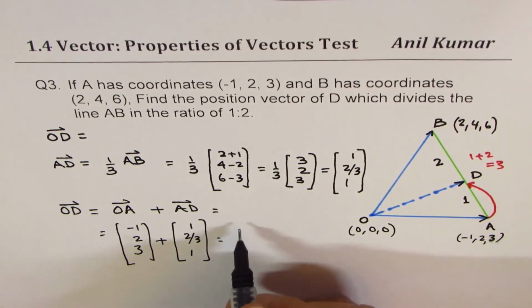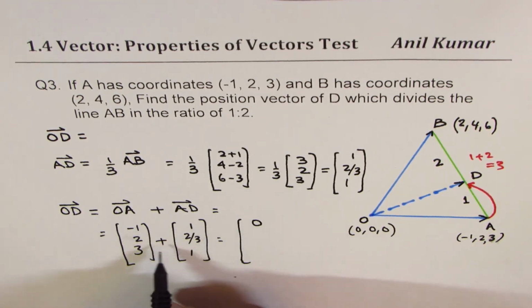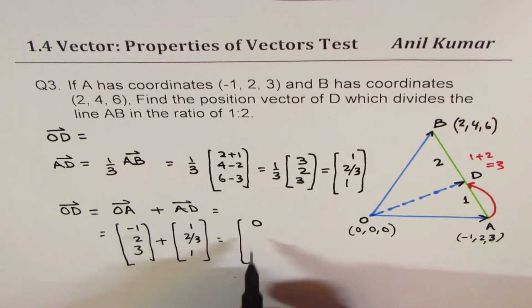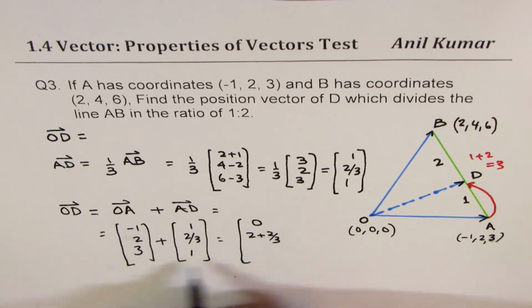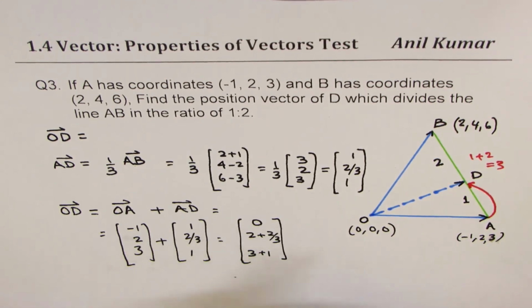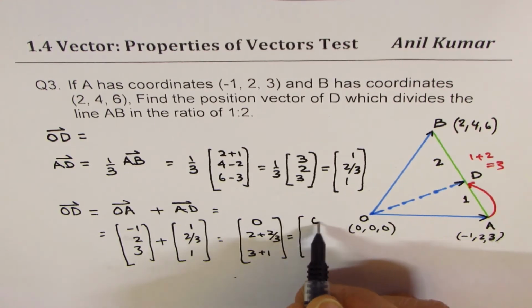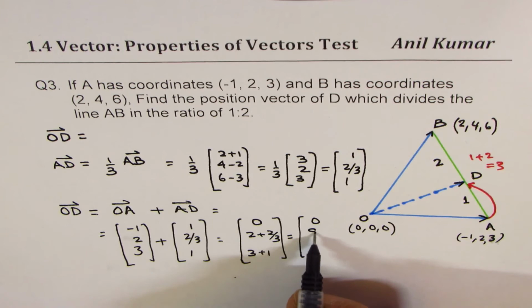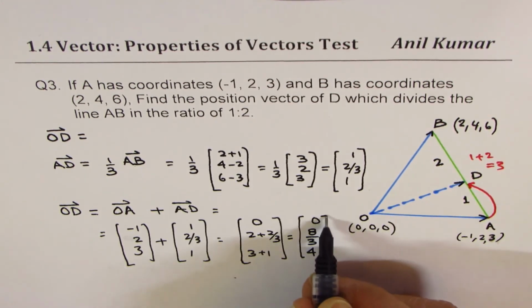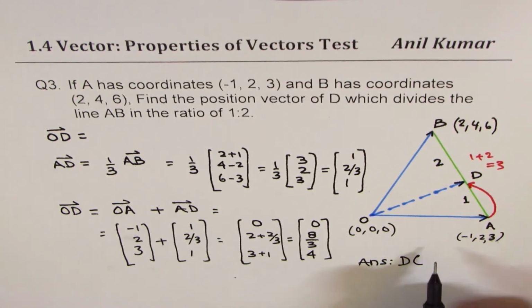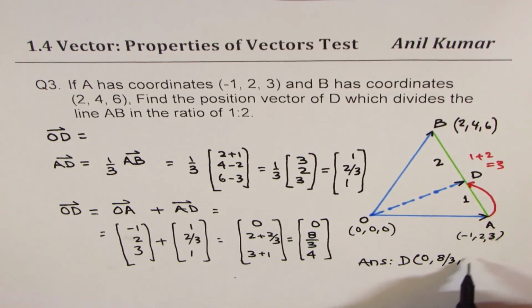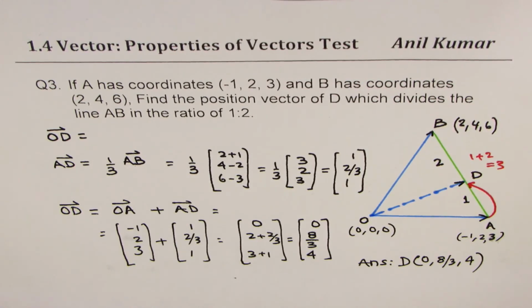So if you add them up, you get 1 minus 1 is 0. And when you add this, 2 plus 2/3, 3 times 2 is 6, 6 plus 2 is 8, so 8 over 3. And here we get 3 plus 1, which is 4. So OD is that. So we get our answer as position vector D will be 0, 8/3, and 4. So I hope you understand and appreciate these steps. That is how we could do it very easily.